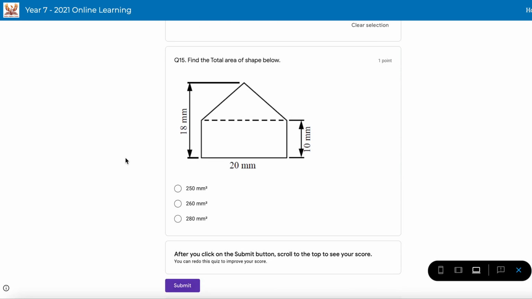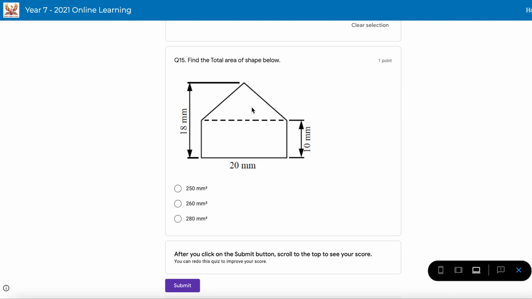And we're finally up to our last question. This is quite a long exercise, so it might take you 2 lessons to complete. We need to find the total area of shape below. So the total area of this shape, and it looks like a house. We can split this into 2 shapes. We can say that this is a rectangle here, and this is a triangle here. It's already been split for us.